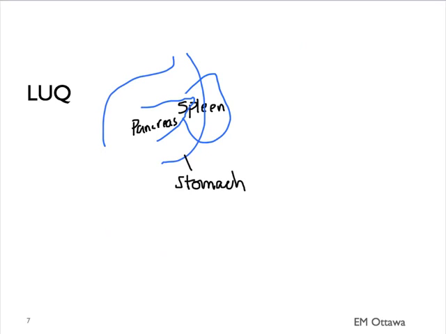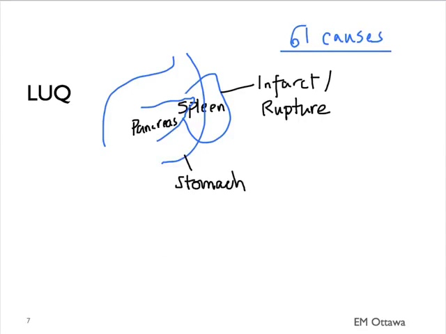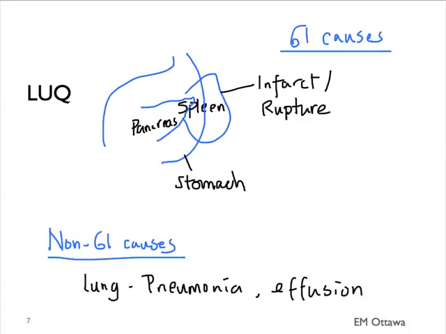Let's move on to the left upper quadrant. What lives there? The spleen, tip of the pancreas, and part of the stomach. What are the GI causes of pain in this area? Splenic disorders such as infarct or rupture, pancreatitis, or gastritis. What about non-GI causes? Similarly to the right upper quadrant, the lung and the diaphragm sits right above this area, and therefore conditions such as pneumonia and pleural effusion will give pain to the left upper quadrant.